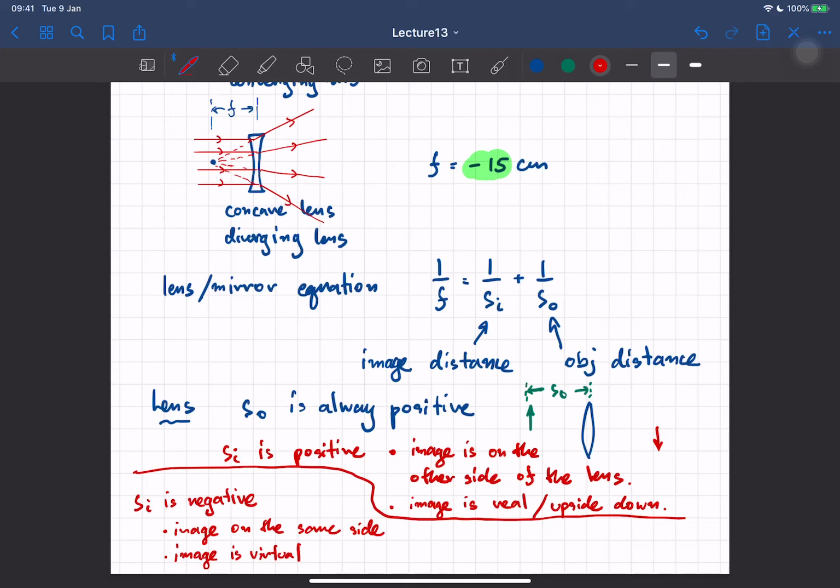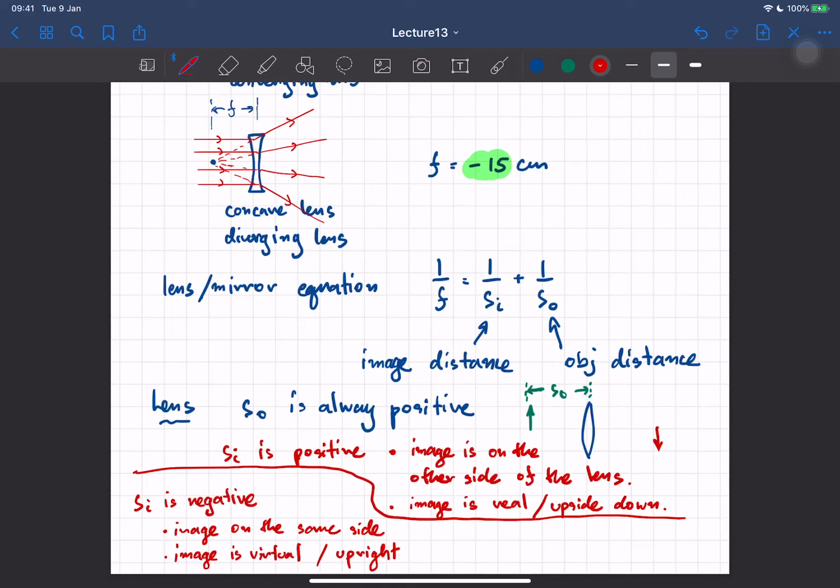So the image is virtual, and a virtual image is always going to be upright. So not upside down. Okay, so this is what we covered in lecture 12. So it's a quick review. Today we're going to talk about two more things, which is curved mirrors.